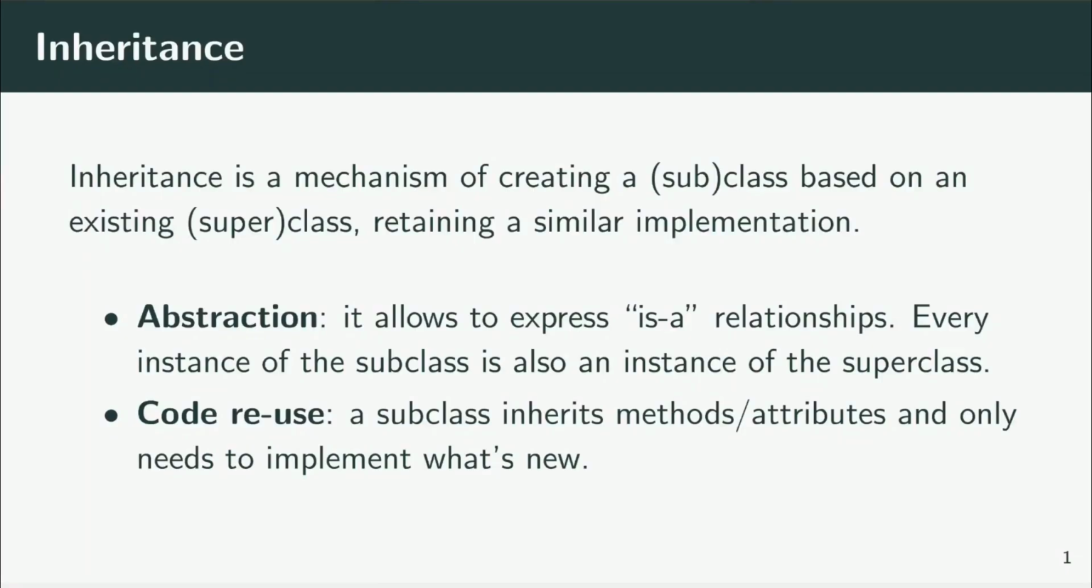This allows two things. First of all, it allows you to create a level of abstraction in terms of is-a relationships, in the sense that every instance of a subclass, every object of that subclass, is also an instance of the superclass. The subclass is a special kind of its superclass. And secondly, it allows you to reuse some of the code. This is because every subclass inherits methods and attributes from its superclass, and therefore it only needs to implement what's new.